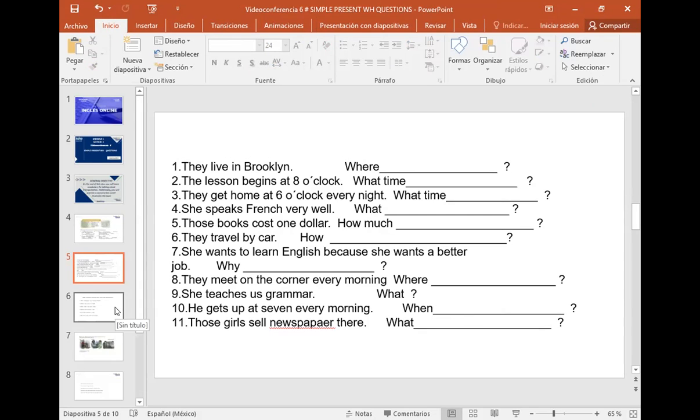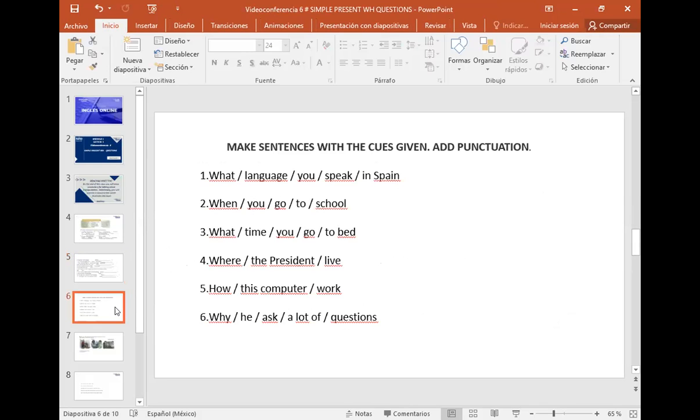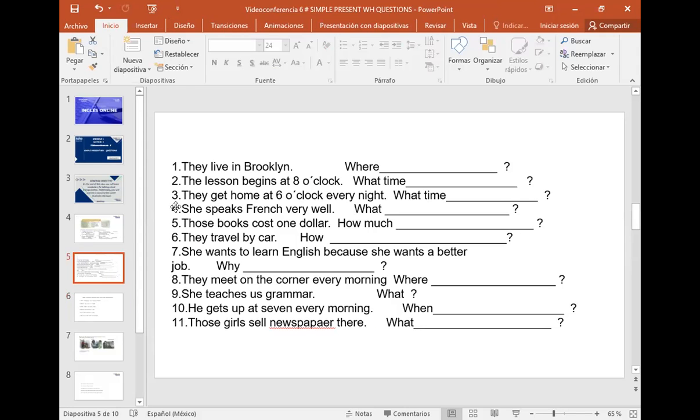Entonces, trabajamos esta y trabajamos esta, solamente esas dos. Acá, pues en esta, you had to make sentences with the clues given. Enact punctuations, like what language you speak in Spanish. ¿Cómo formaría usted una pregunta? Entonces usted tiene que formarla, ya sea agregándole el do y el does, right? When do y el signo de interrogación. When you go to school, what time you go to bed. So try to form statements. Entonces sería esta y this one, right?